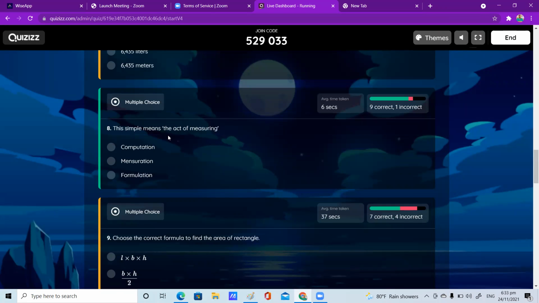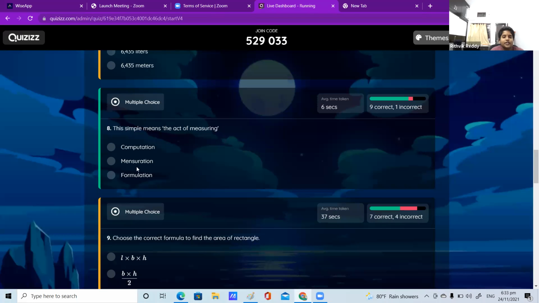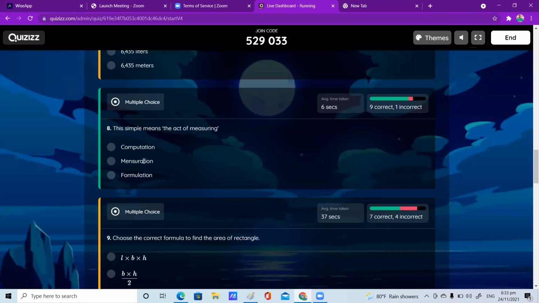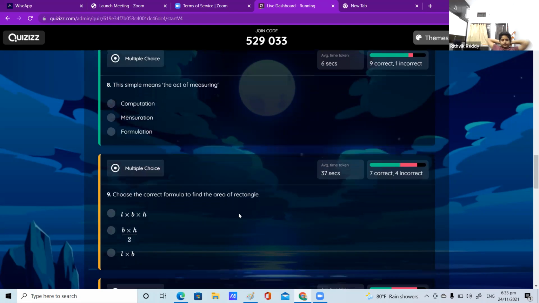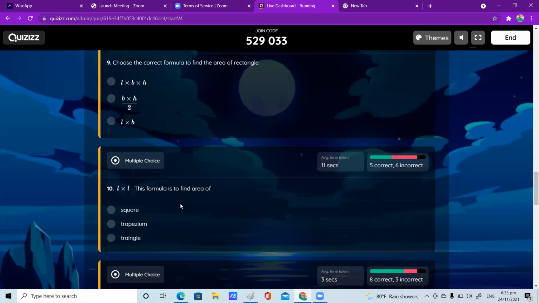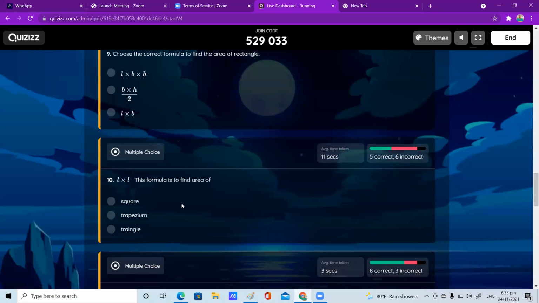Mensuration means the act of measuring. What is this? The act of measuring, ma'am, it is mensuration. Computation, mensuration, formulation: it's mensuration. Measuring units. Measuring is always mensuration. L into B, ma'am. Last one, square: L into L, side into side, is the area of a square.